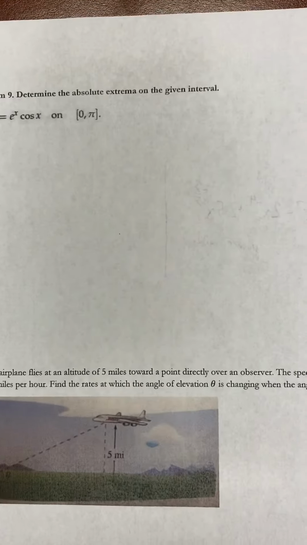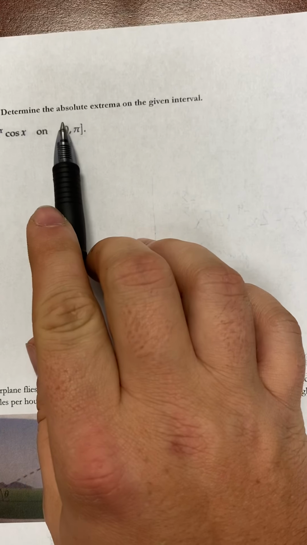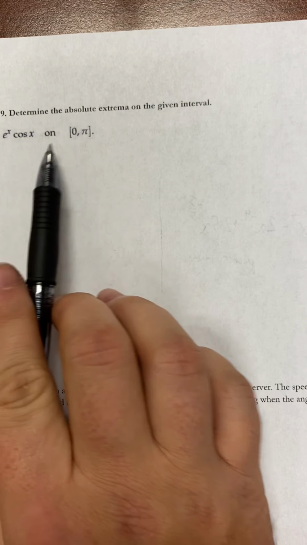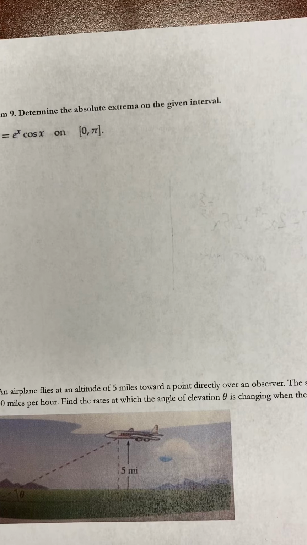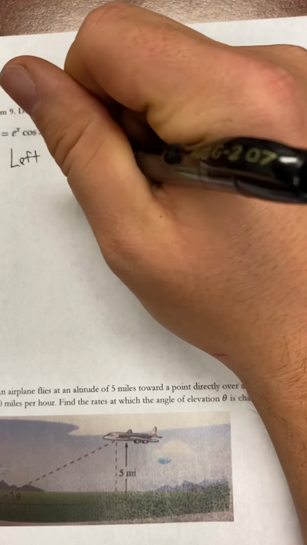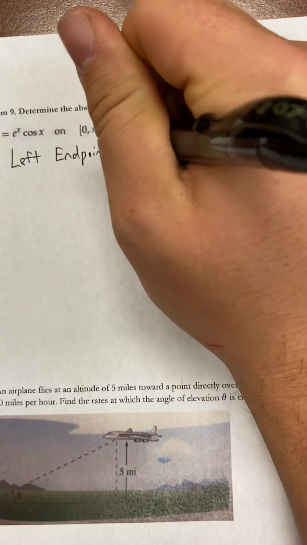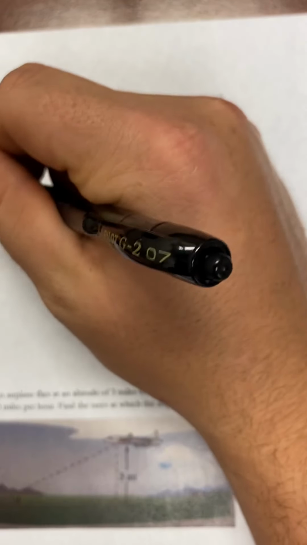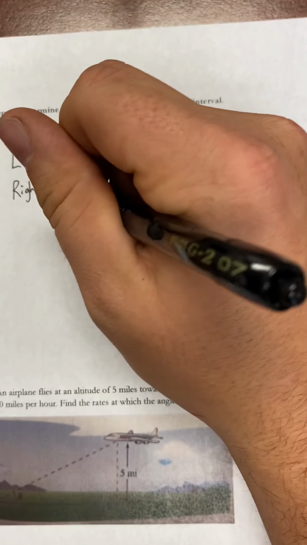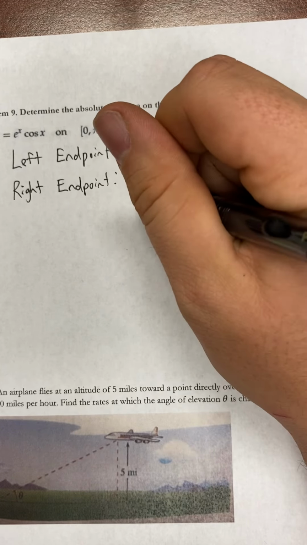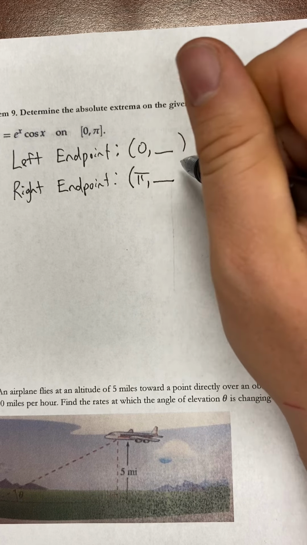Then on the back side, we have an application of the extreme value theorem. This is a continuous function on a closed interval. Therefore, we do have absolute extrema. So you want to look at your left endpoint in the region. So, plug in 0, see what you get. You've got your right endpoint, which is plug in pi, see what you get.